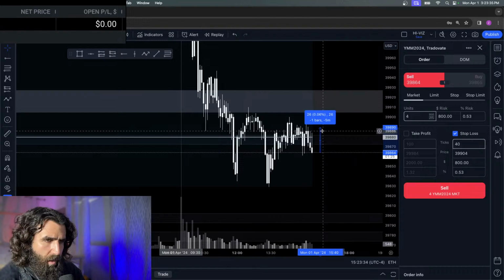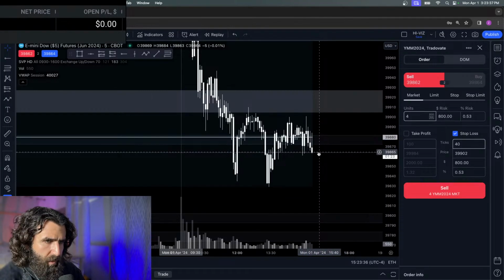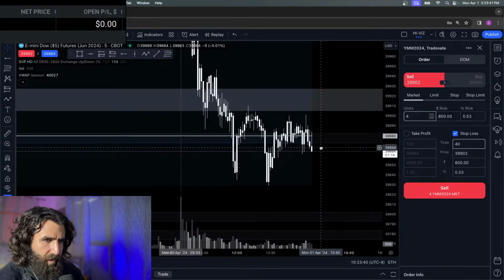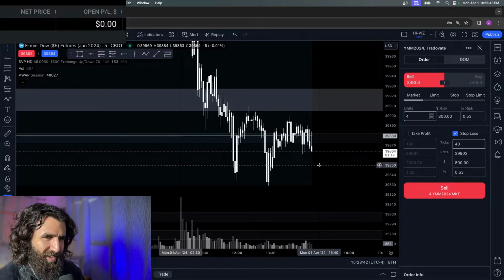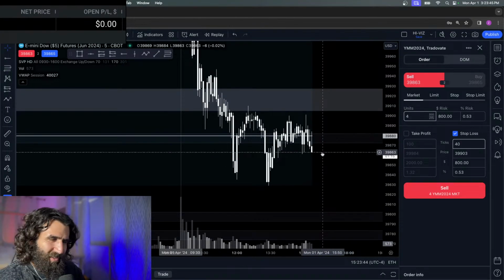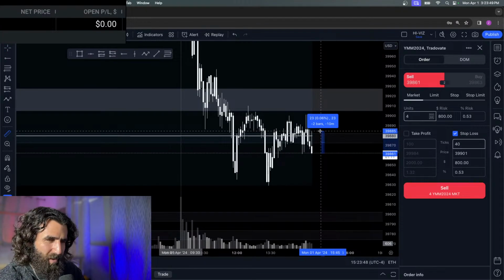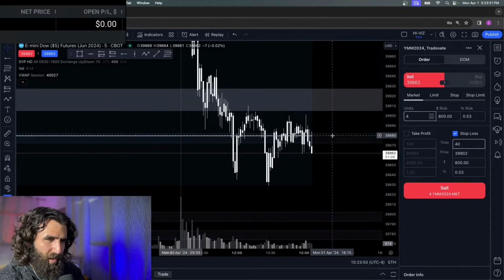My gut tells me that it's going to come back down and check the lows, but I don't trade solely off my gut. I got to trade off of price action and market structure. So this has been really choppy so far, man. I'm hesitant to jump in right now on this short.